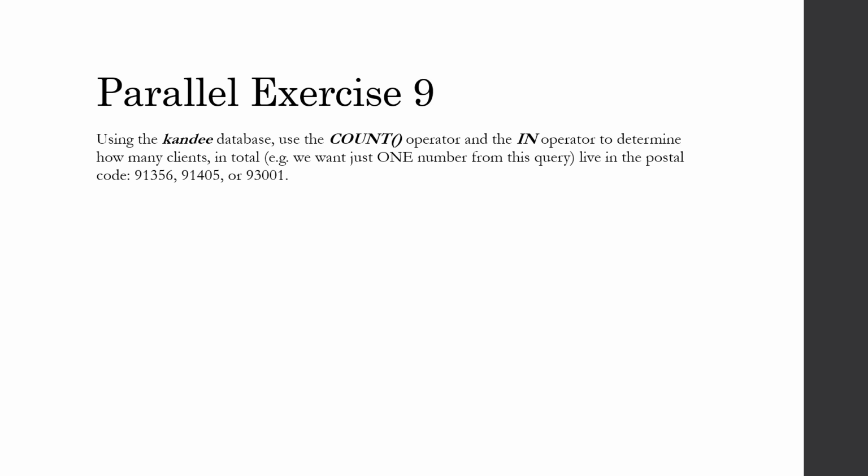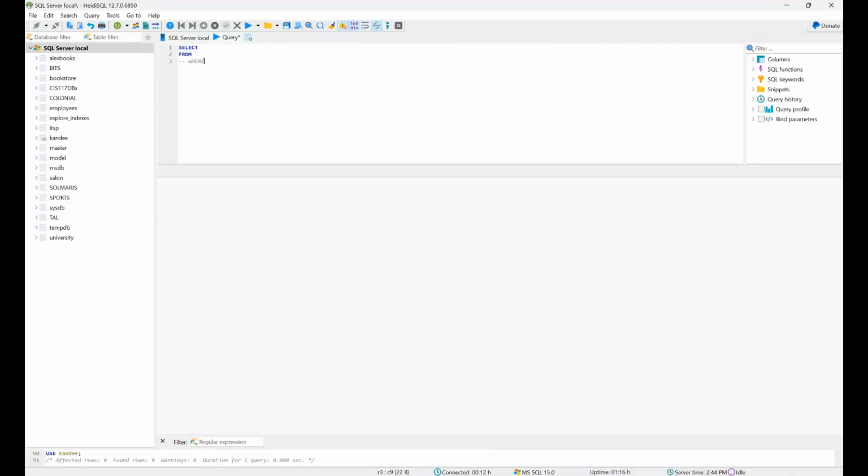Parallel exercise 9. Using the candy database, use the count operator and the IN operator to determine how many clients in total, for example, we want just one number from this query, live in the postal code 91356, 91405, or 93001. Exercise 9 is a straightforward count of records with a filter. Let's start with the count.